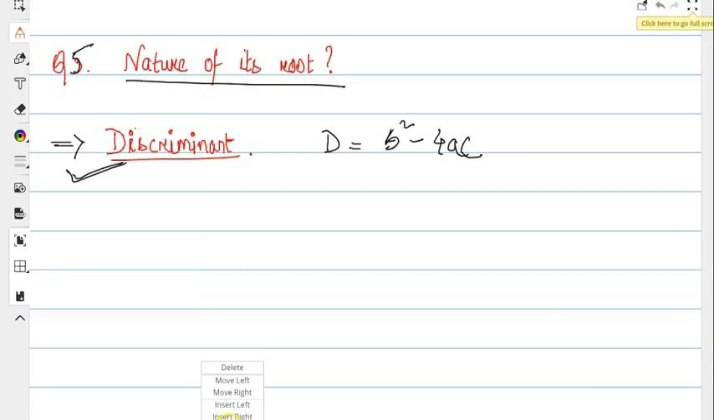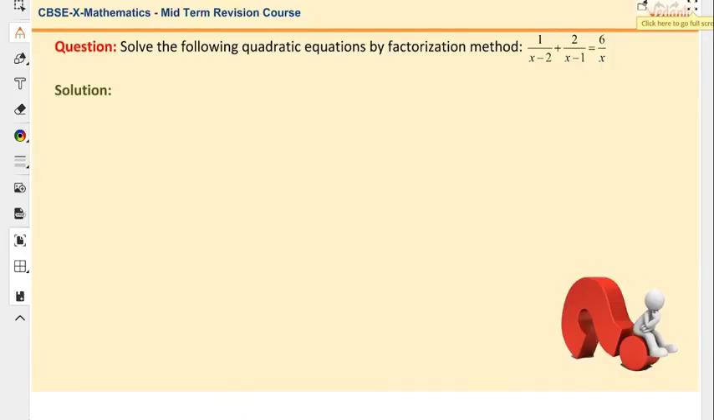So with this, guys, let's start solving things. That's all the knowledge that is required for you to solve the questions in this particular topic. So now let's start solving. It is saying to solve the quadratic equation by factorization method. If you see here, it's not visible properly whether this is a quadratic equation or not. So what we need to do is simplify this.